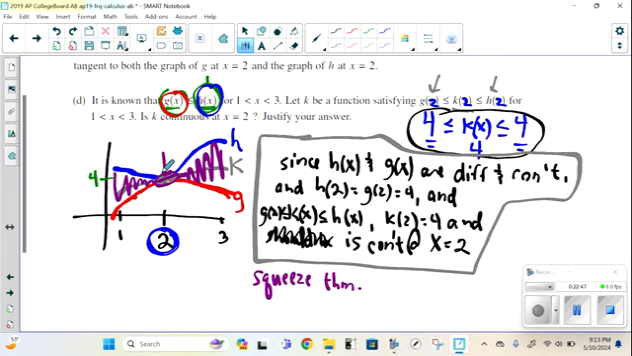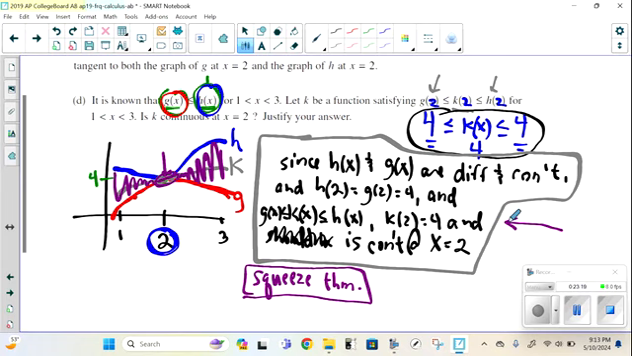But you can use the squeeze theorem as your reasoning behind why you would say that k is continuous at 2, or you can use something along that line. Okay, but that's something called the squeeze theorem. If you want to look it up, you can. I have never seen an answer key besides this one even mention the squeeze theorem, and I've done a lot of these tests. So I wouldn't freak out about thinking the squeeze theorem is going to be on your final.